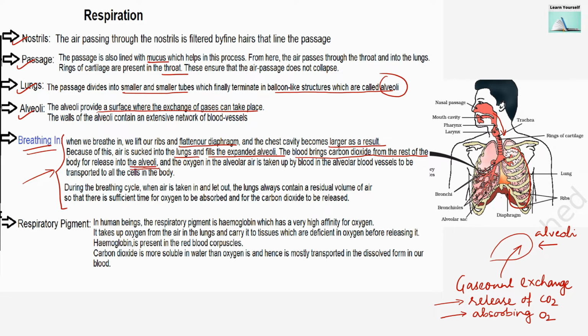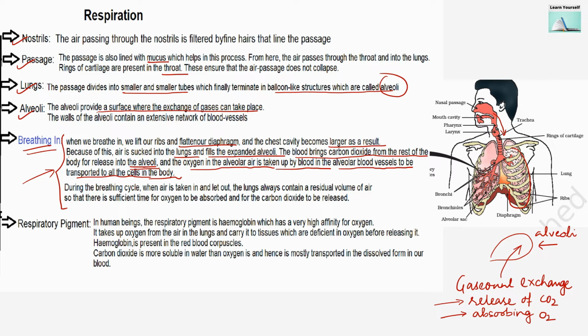The blood which has been circulated into the body parts, that is with the carbon dioxide, is impure blood. So that blood also will come to the alveoli, and the oxygen in the alveolar air is taken up by the blood in the alveolar blood vessels to be transported to the cells of the body. That's why we refer to it as gaseous exchange, because it will release the carbon dioxide and take up the oxygen from the fresh air. So this gaseous exchange will happen in the alveoli, in the alveolar air.